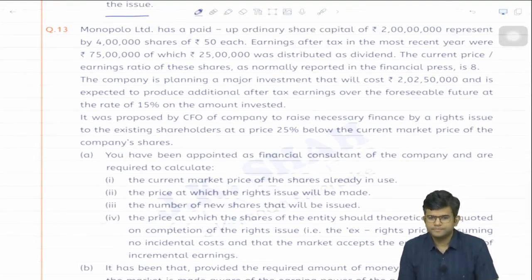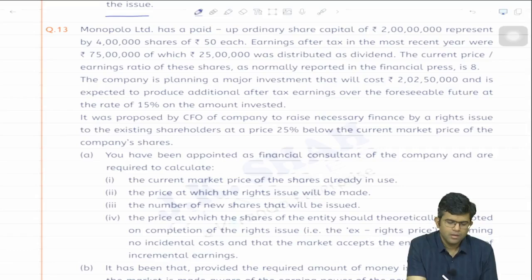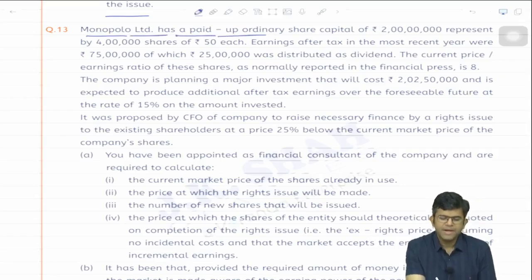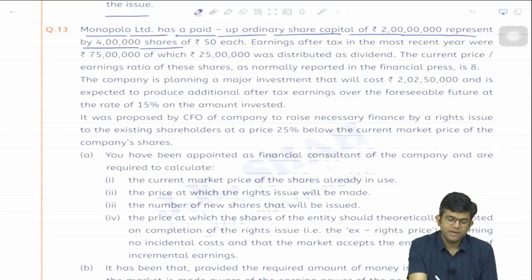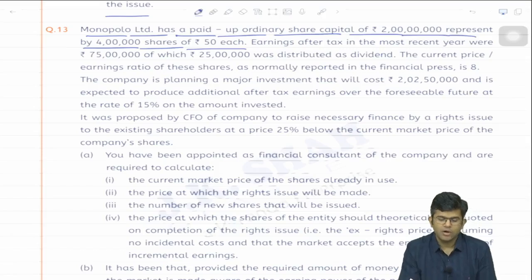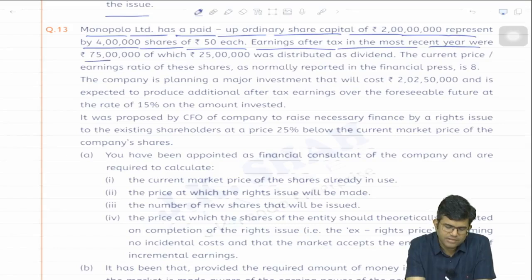Already? Okay. Monopolo Limited has a paid up share capital of 2 crore represented by 4 lakh shares of rupees 50 each. 50 is the face value, 4 lakh number of equity shares, total ESC is 2 crore. Recent earnings was 75 lakh, of which 25 lakh was distributed as dividend. The current PE ratio of these shares is 8.